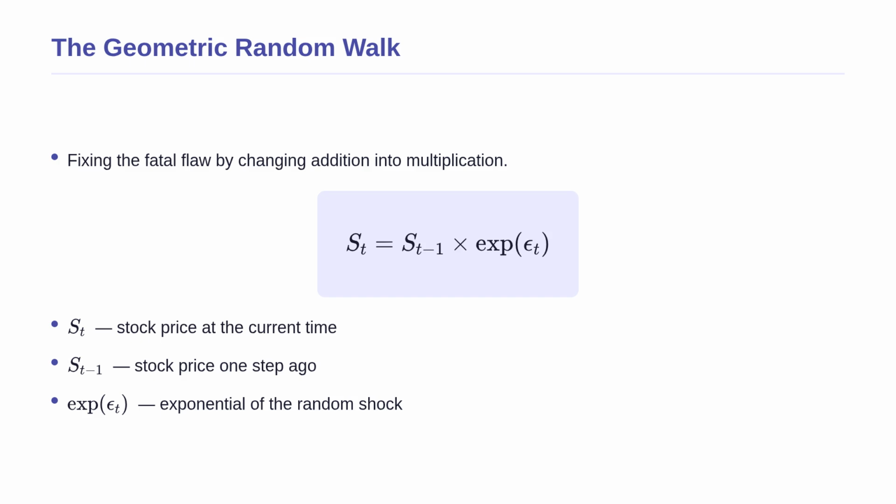No matter what value the shock takes, whether highly positive or deeply negative, the exponential result is always a positive number. Therefore, when we multiply our old stock price by this positive multiplier, the new stock price is mathematically guaranteed to stay above zero. This perfectly models financial assets.